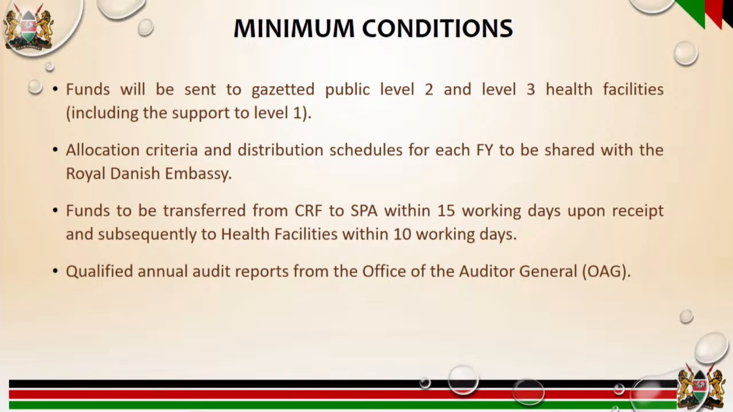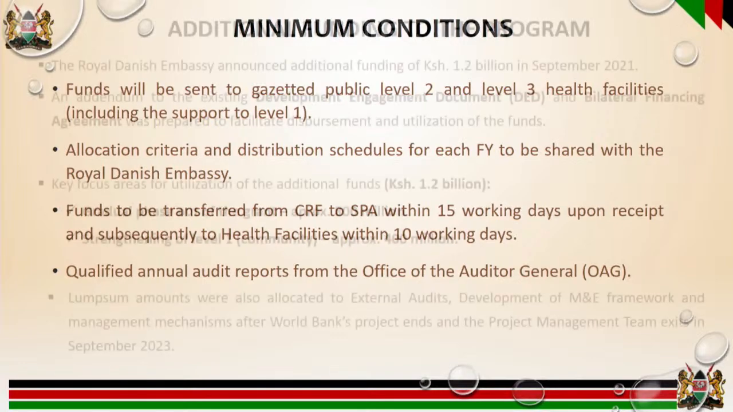Then, allocation criteria and distribution schedules. I think most of the counties have been doing well with regard to submitting this. We also require counties to transfer funds from CRF to SPA within 15 working days and subsequently to the health facilities within 10 working days. And finally, qualified audit reports from the Office of the Auditor General is also another thing that we require before a county is deemed eligible to receive funding under this Danida PHC program.